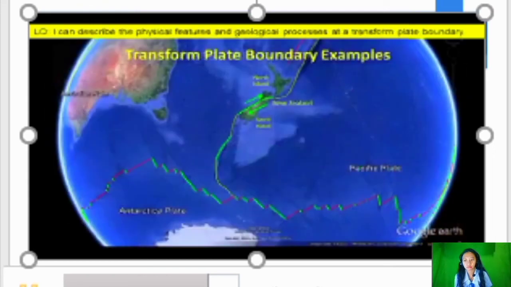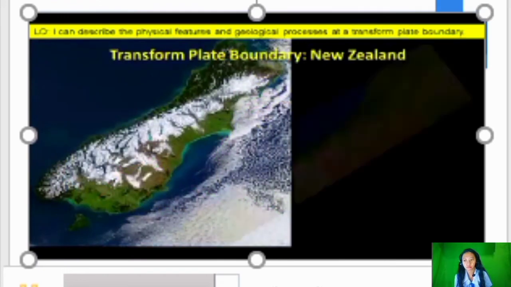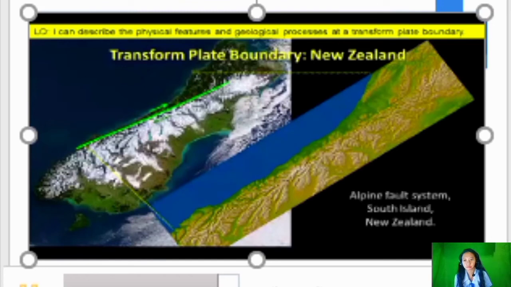boundary types. Okay, let's see if you can identify the expression of the Alpine Fault, which represents a transform plate boundary in New Zealand. Can you identify where the fault is located? How about now? We can see it here on the western side of the Southern Alps on the South Island of New Zealand.